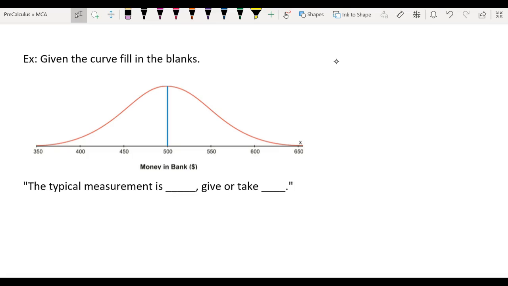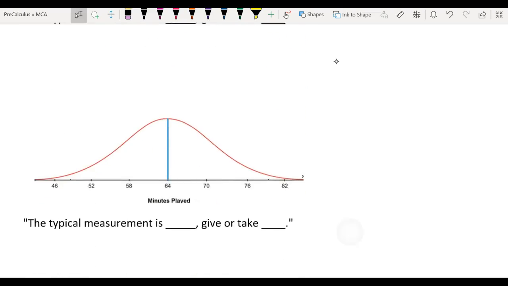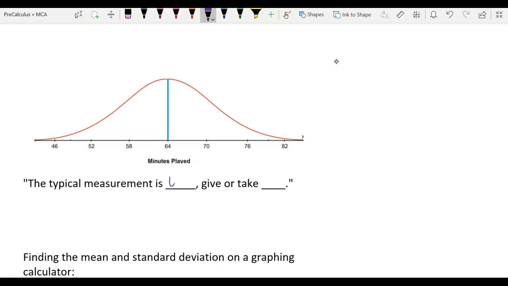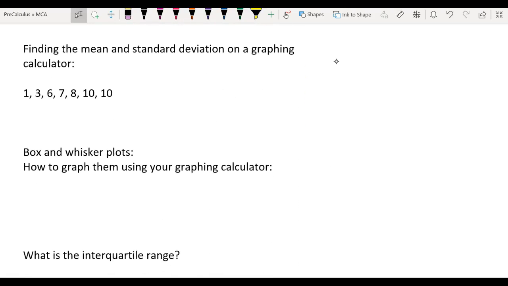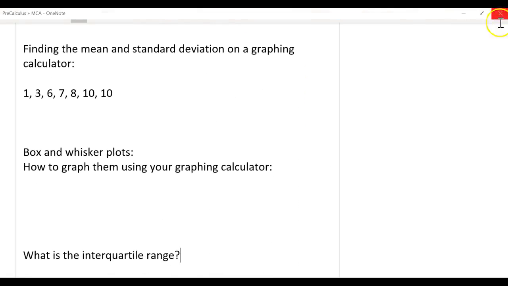They might tell you to read a standard deviation curve, or a normal curve. The typical measurement is your mean, so that's 500. Give or take would be 50. So your give or take is your standard deviation. Your typical measurement is your mean. So in this one, your typical measurement would be 64, your mean, give or take 6, because that's how much they added and subtracted for your standard deviation. Okay? So I'm going to teach you how to find these 2 on a graphing calculator.